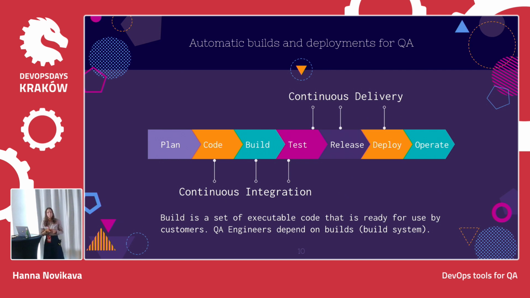In this case, for example, if a QA engineer has a problem with the build, he or she will go to a DevOps engineer and say that something is wrong, I don't know what to do, please fix. In this case, continuous integration and continuous delivery will be affected because of the lack of knowledge on the side of the QA engineer.